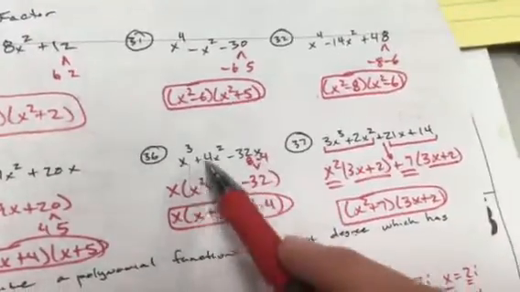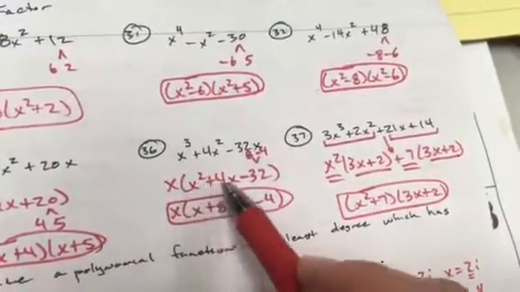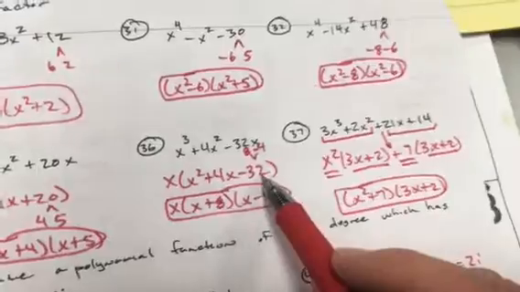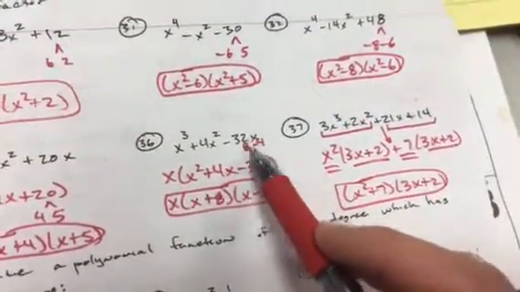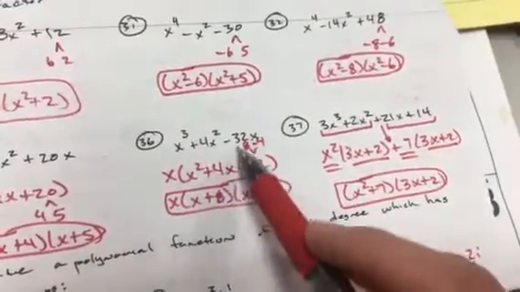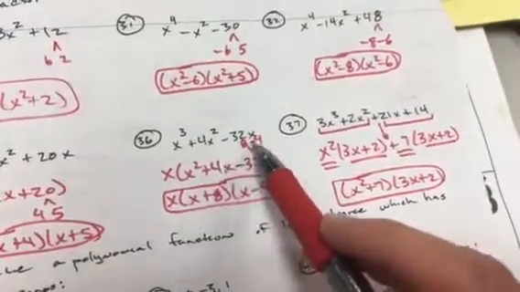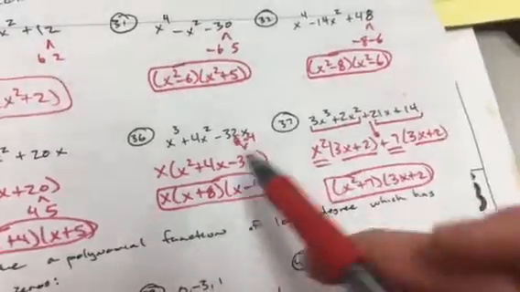Same thing here. Factor out the x that they all share. You're left with x squared plus 4x minus 32. Well, what multiplies to 32, because it's negative, differs by 4? 8 and 4. The middle term is positive, so the bigger factor is positive 8. That's a minus 4. This is your answer.